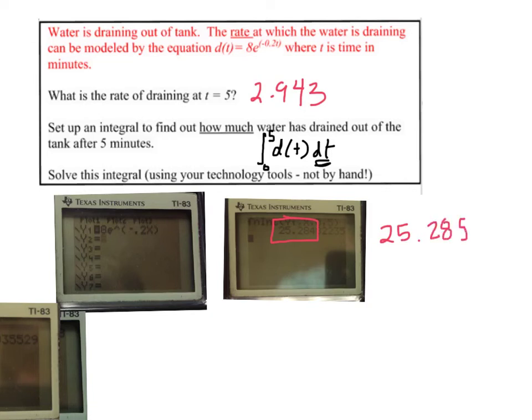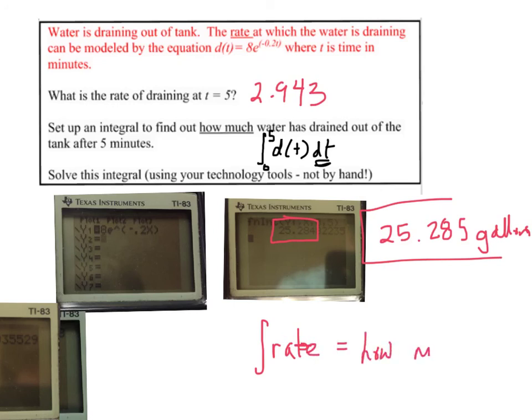25.285. I didn't give you a unit. It would probably be something like gallons or liters or something of water. And the integral, integrating the rate, tells you how much. Okay, so integrating a rate tells you how much. So, if you were doing something like the rate at which snow is falling, you'd integrate it, you'd find out how much snow fell.